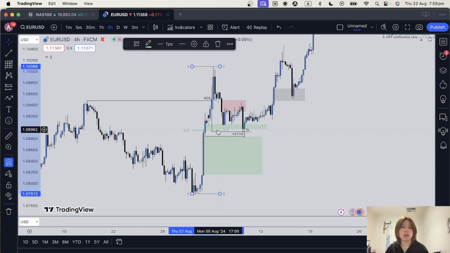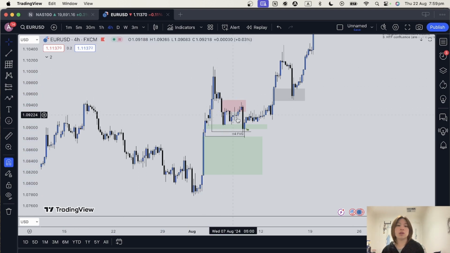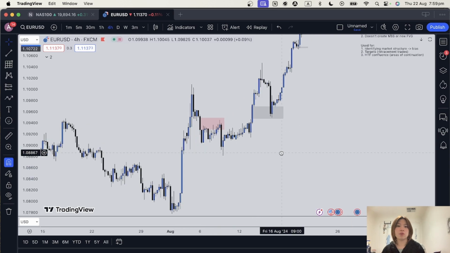And see how this is also in discount of the range before going upwards. That is how we can start to form trades. So that's just something that I wanted to show you guys there. That was a good example. But this happens literally everywhere in the market.